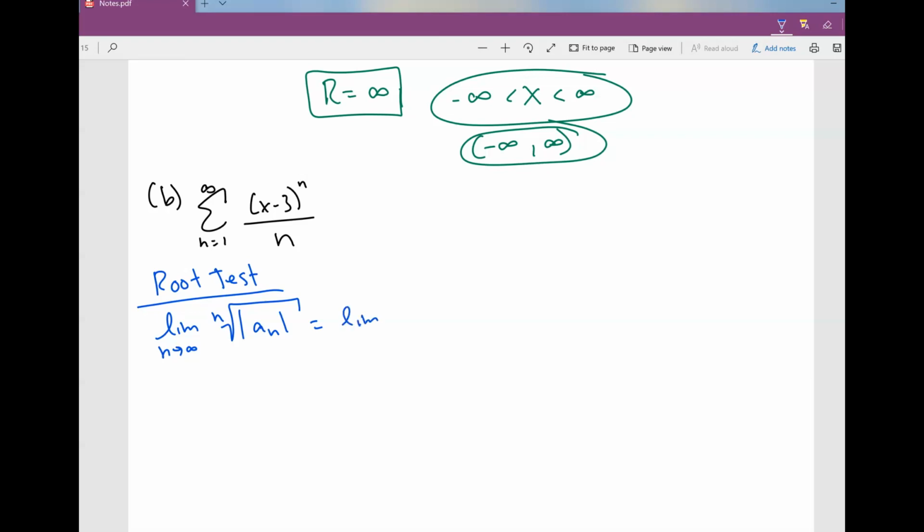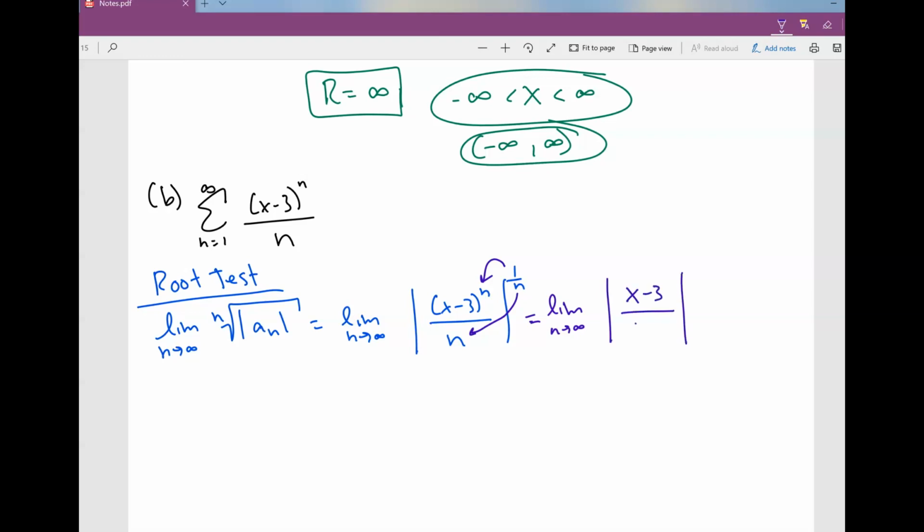So you're going to have the limit as n goes to infinity of the absolute value of (x minus 3)^n divided by n. We're going to change this to a rational exponent, 1 over n. So now we're going to plug that in on the inside. We have the limit as n goes to infinity of, the n's cancel out, so you're left with x minus 3 on the top, and on the bottom, you're left with n to the 1 over n.